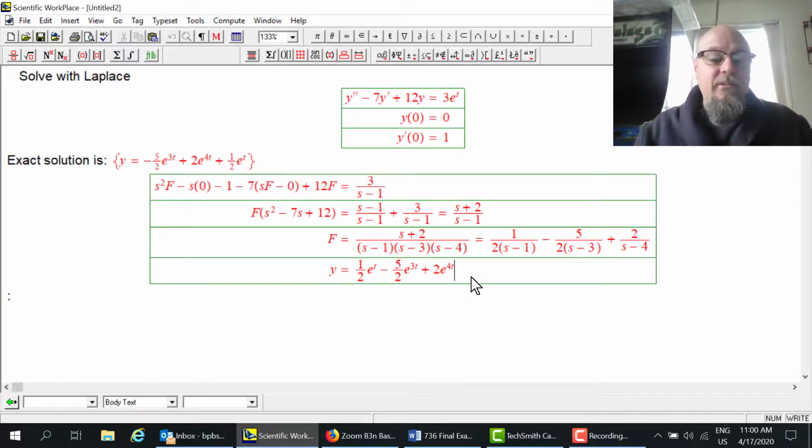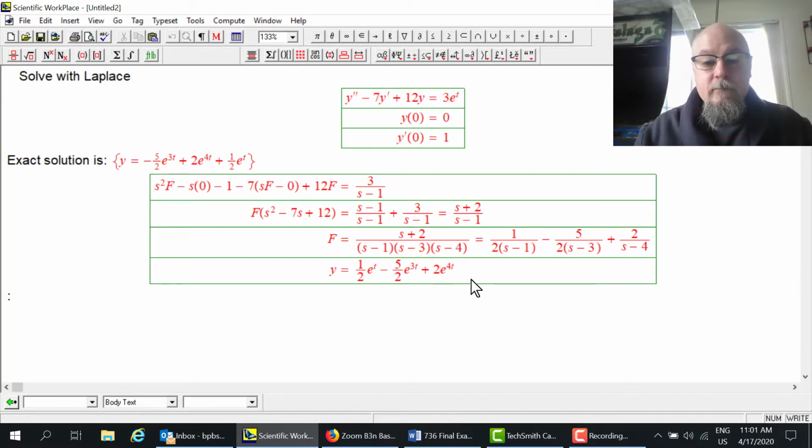And it's easy enough to differentiate it, right? e to the t is e to the t. Here the 3 comes down, so that's 15 over 2. Here the 4 comes down, so that's 8. So 1/2 minus 15 over 2 plus 8 is 1. So it does go through this piece. And I can see the pieces, the e to the t, the e to the 3t, and the e to the 4t that I expect to get.